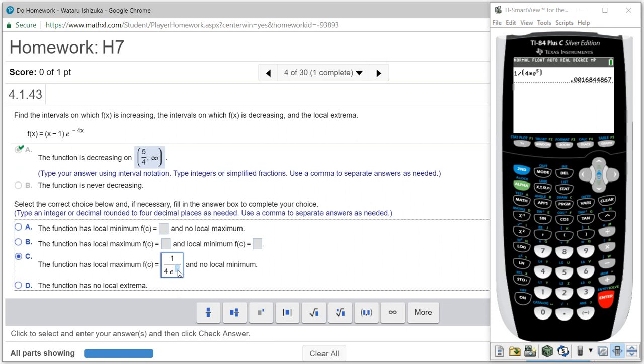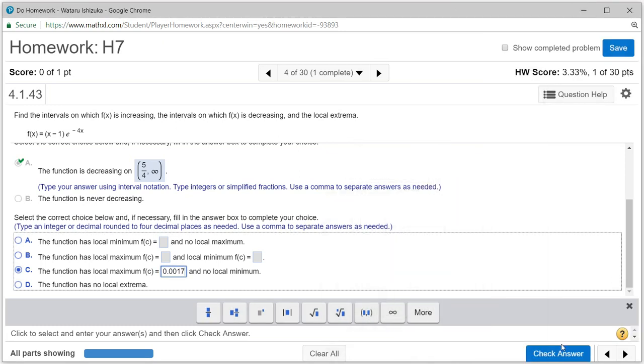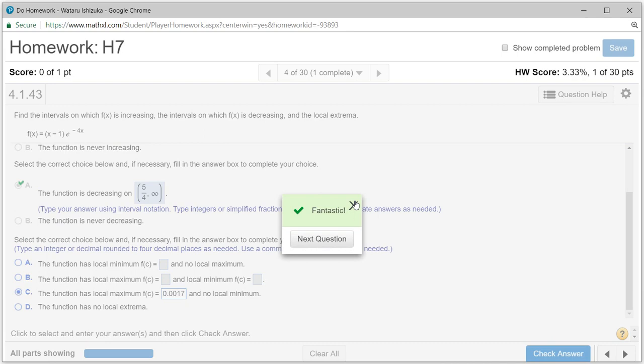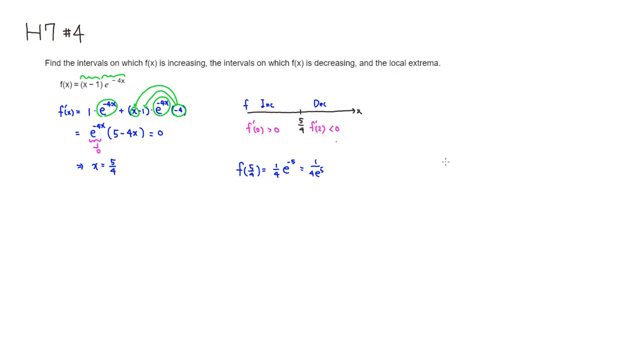We're going to have 0.0017. Let's check the answer. Got that. That's it. I hope that this was clear.